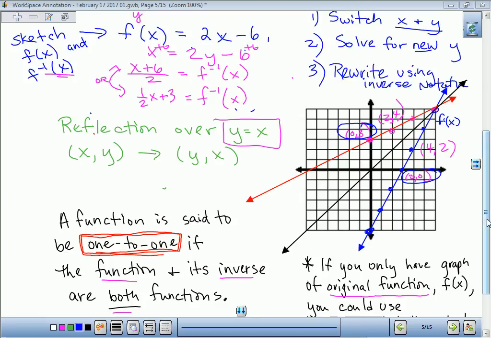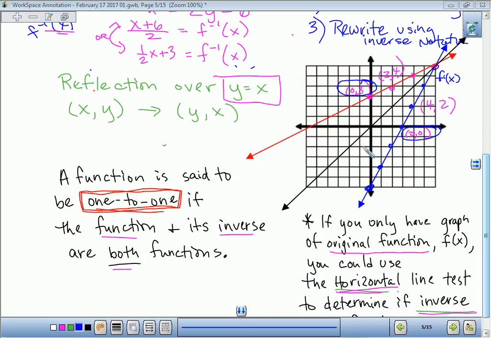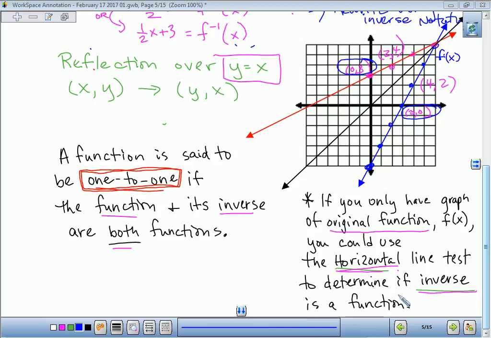Now, if you only had the graph of the original function, let's say I only had the blue line, we could use that original function f of x and do the horizontal line test to determine if its inverse is a function. Does that make sense? Vertical line test is x equals. Horizontal line is y equals. So inverse switches x and y. So to tell if the inverse is a function, we would use the horizontal line test.